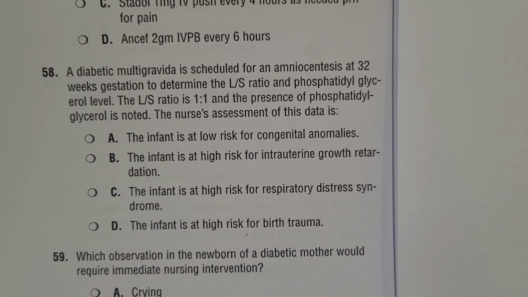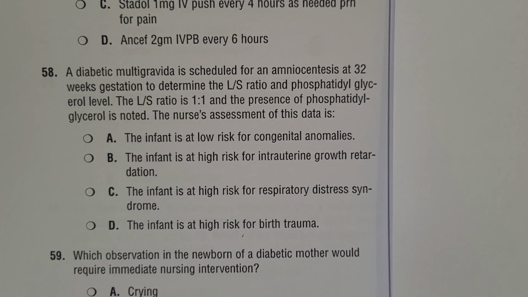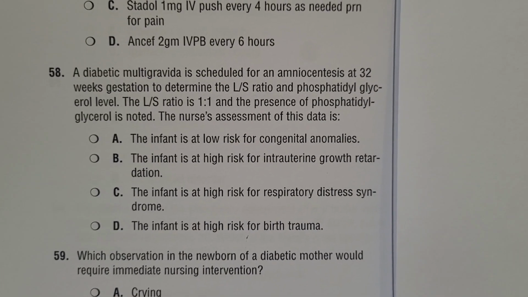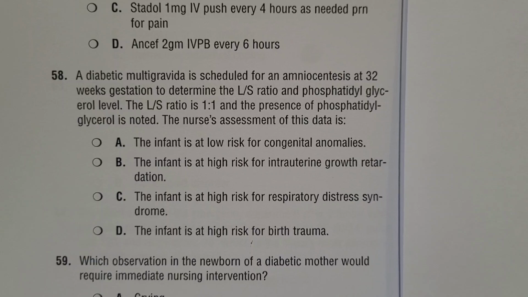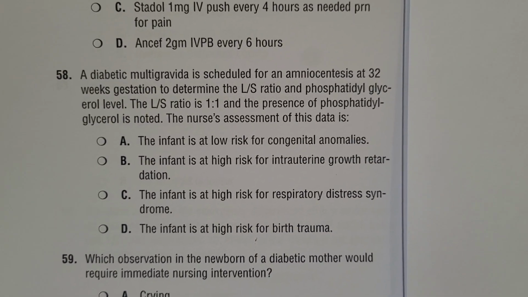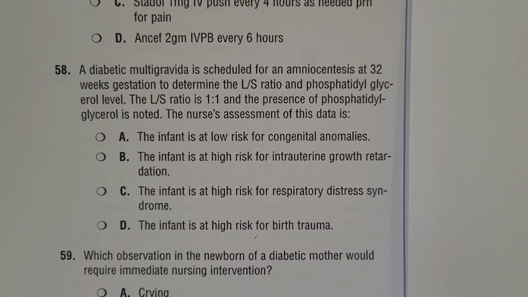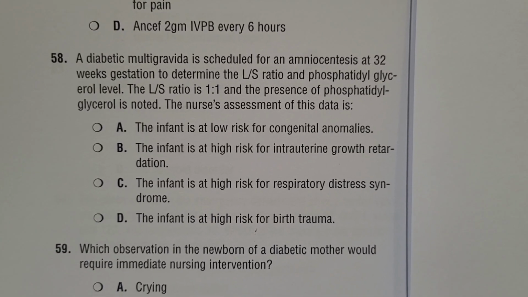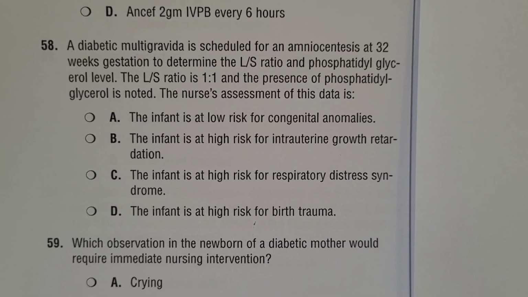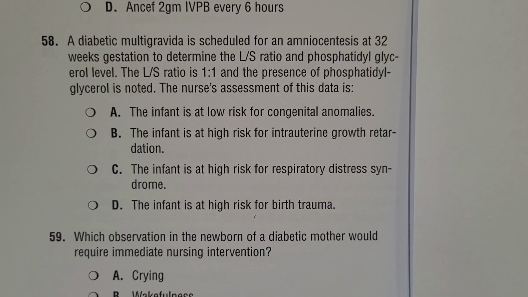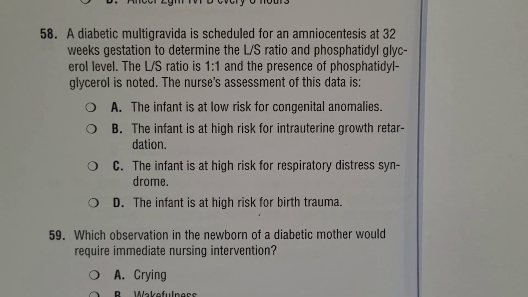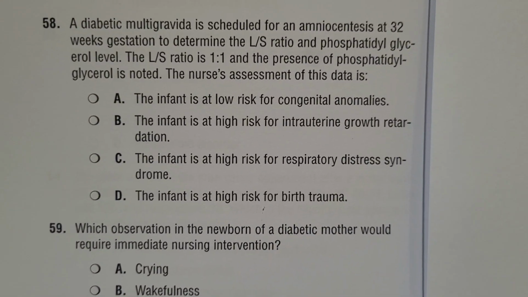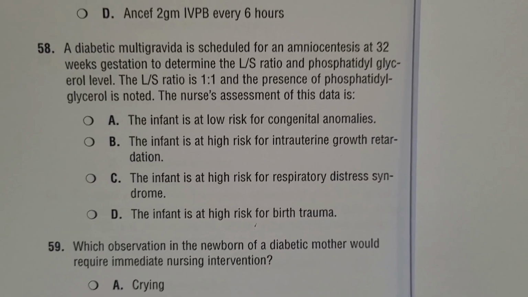Number C, the infant is at high risk of respiratory distress syndrome. Yes, this is our correct option because we are checking the lung maturity. So 1:1 is not a good result. As I told you, 2:1 shows the mature lung of the fetus, so 1:1 is a bad result. The infant is at high risk of respiratory distress syndrome. Number D, the infant is at high risk of birth trauma. This is not related to birth trauma, so D is also incorrect.